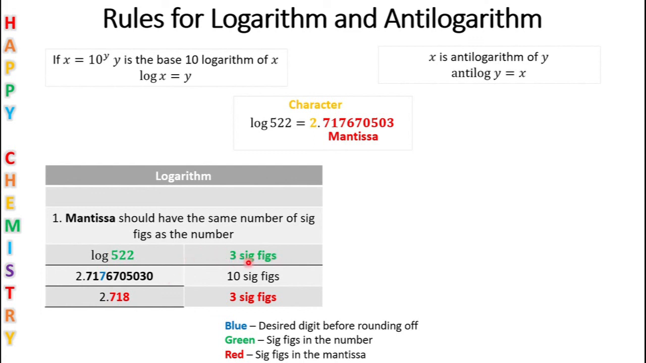522 has 3 significant figures. Therefore, the mantissa should have only 3 significant figures. It is important to note that we are looking at the significant figures of the mantissa. Therefore, to have the correct number of significant figures, the desired digit is 7, indicated in blue. After rounding up, the correct answer is 2.718.